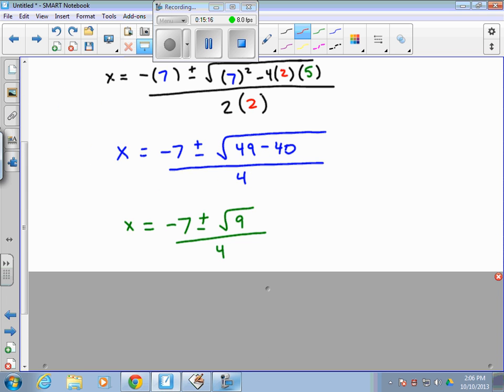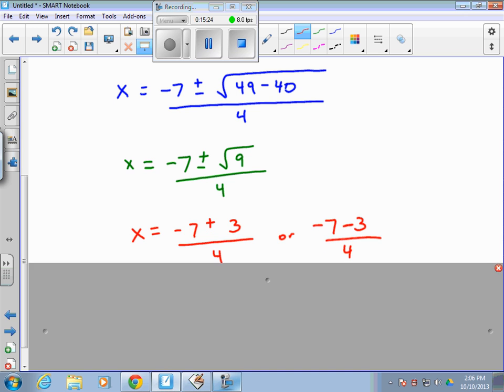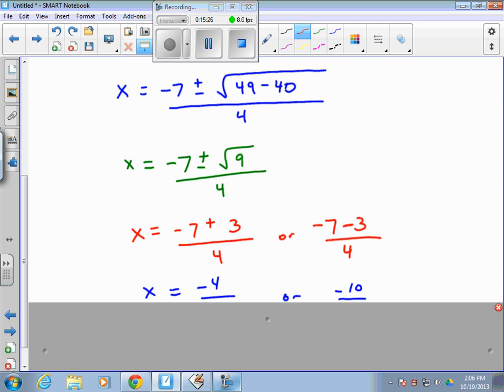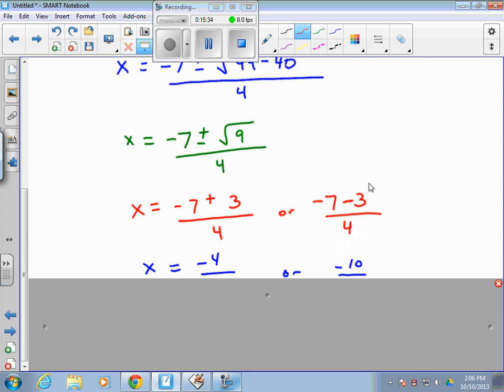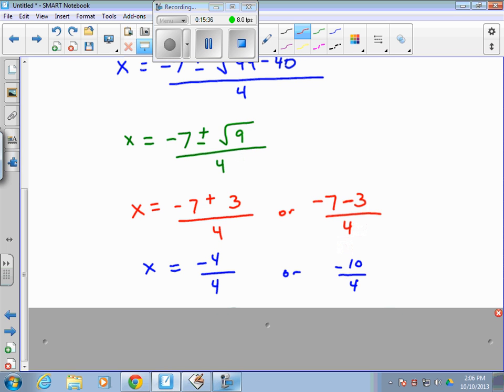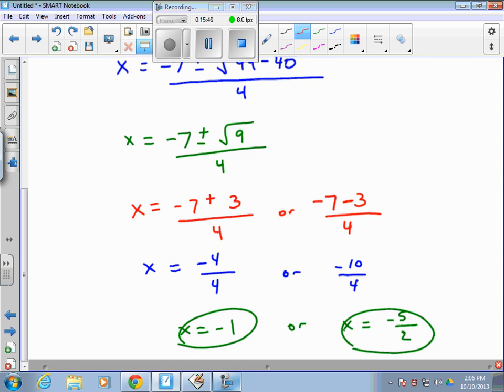So when we simplify, the square root of 49 minus 40 is the square root of 9. So you have negative 7 plus or minus the square root of 9 over 4, or negative 7 plus the square root of 9 is 3 over 4, or negative 7 minus 3 over 4, which when we simplify the top, negative 7 plus 3 is negative 4 over 4, and negative 7 minus 3 is negative 10 over 4. And so when we simplify those two fractions, we're left with x equals negative 1, or x equals negative 5 over 2.